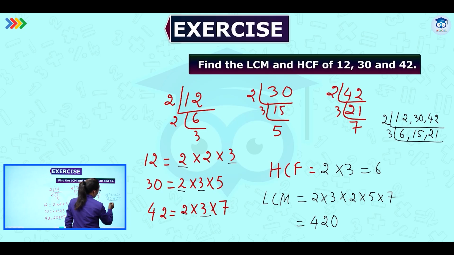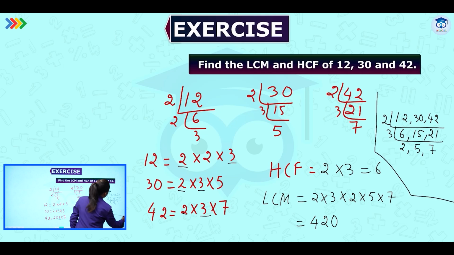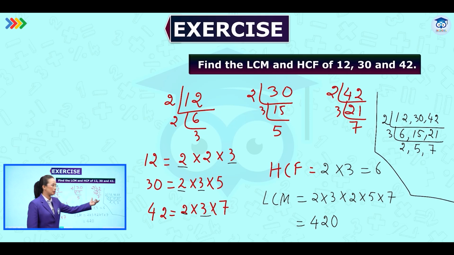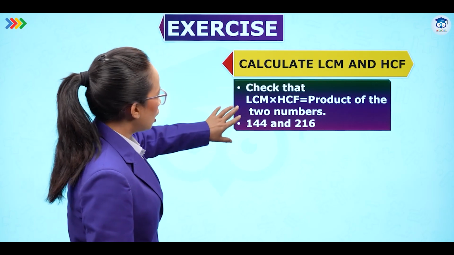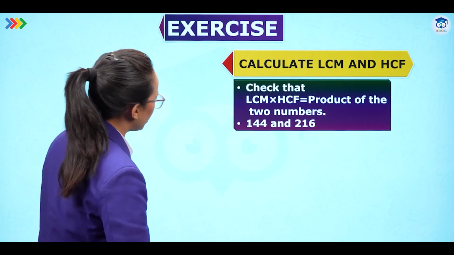So we can take 3, then we have 2, 5 and 7. Like this, you can also calculate the LCM by multiplying all the primes here. So this is how we calculate LCM and HCF. Now let us see one more sum, that is 144 and 216.